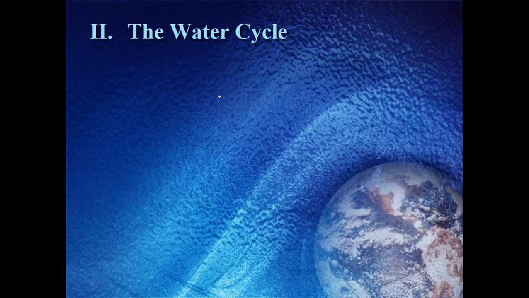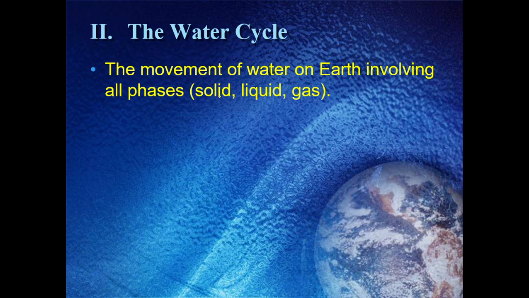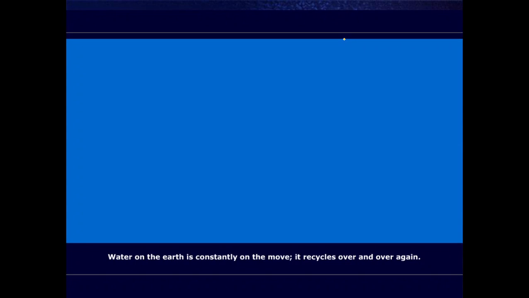Okay, so what is the water cycle? The water cycle is the movement of all the water on Earth, and it involves all phases, solid to liquid to gas. So that means water from the ocean, water in the air, water that is coming out of the air, meaning rain and snow, all that movement of water. So these next couple things that we're going to talk about are going to involve those.